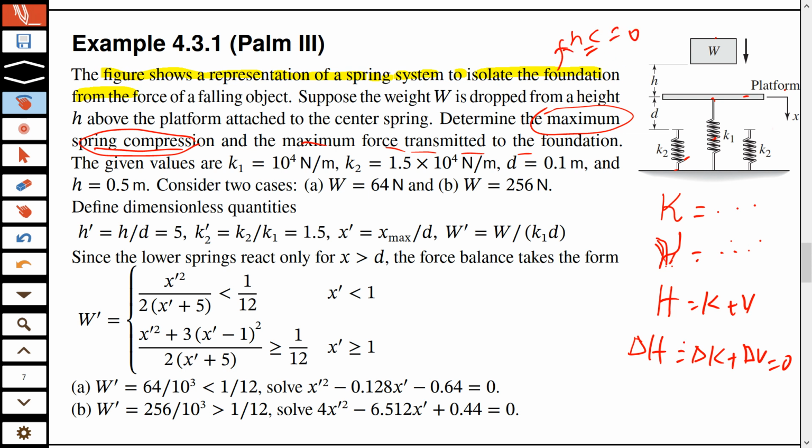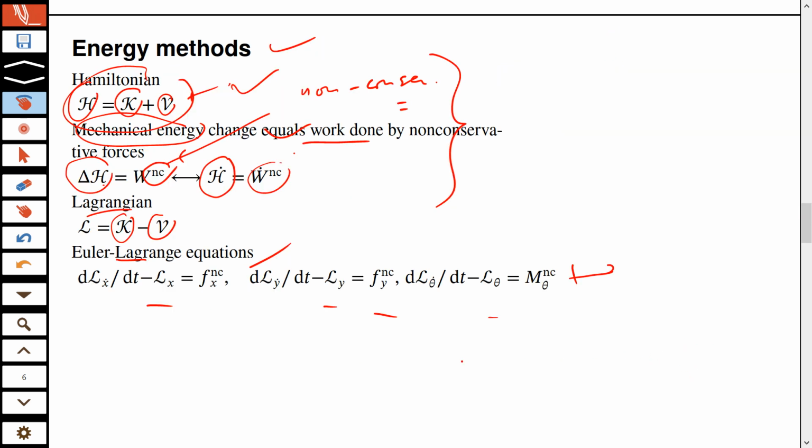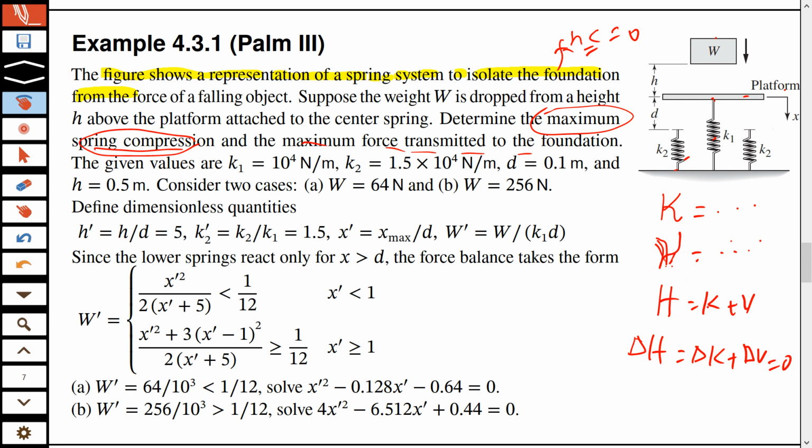Non-conservative forces and non-conservative moments are zero. So if you remember this discussion, delta H can only arise from non-conservative work done, and that is zero. So we can now focus on delta K and delta V. Now, what is delta K, the change in kinetic energy? It starts from this position at rest, so the kinetic energy there is zero.